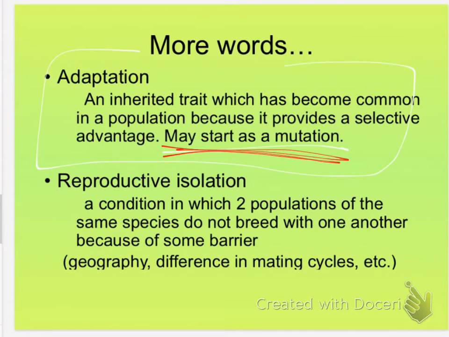Okay, reproductive isolation. What does it mean to be isolated? Alone. Alone, closed off from other people. So if you can't get to somebody else, you are isolated from them. Tomorrow we are going to start an activity that looks a little bit at reproductive isolation.